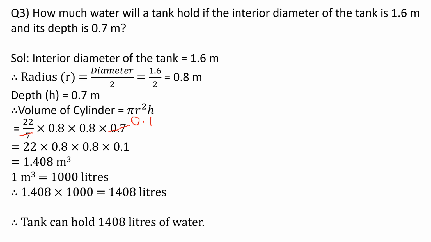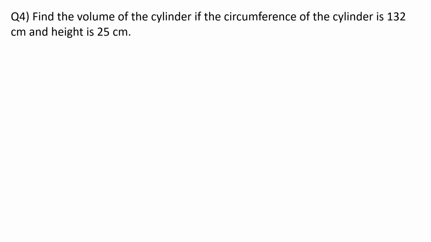Now moving to the next one. Fourth one. Find the volume of the cylinder if the circumference of the cylinder is 132 centimeter and height is 25 centimeter. Now height is given, but here radius is not given. The circumference of the cylinder is given, that is 132. From the circumference we'll get the radius. So first we have to find the radius from the circumference of the cylinder. Then we will use the formula for volume of cylinder. So let's start.